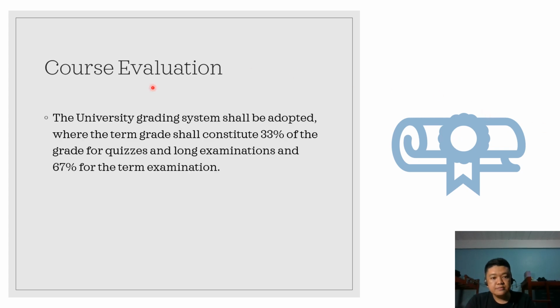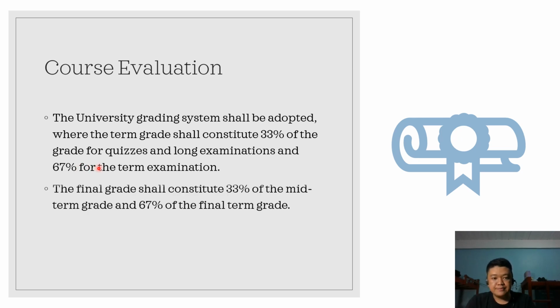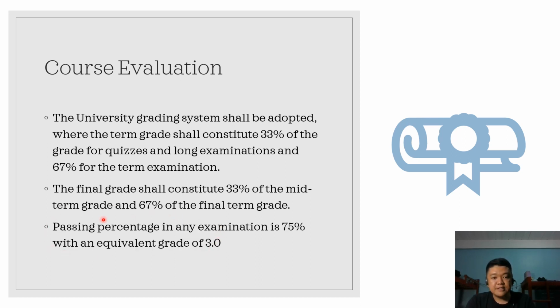For the course evaluation, the university grading system shall be adopted where the term grade shall constitute 33% of the grade for quizzes and long examinations and 67% for the term examination. When we say term grade, that can refer to the midterm grade or the final term grade. So the final grade shall constitute 33% of the midterm grade, 67% of the final term grade. The passing percentage in an examination is 75% with an equivalent of 3.0. For the classroom policies, kindly refer to our class syllabus, which was uploaded in our official VLE.